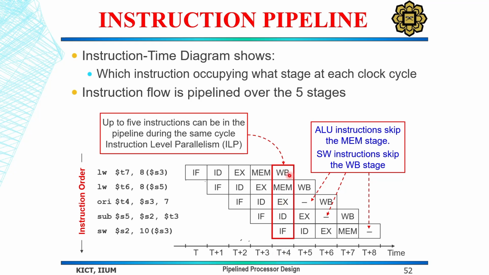Here you can see that the first instruction is in the write back stage. The second instruction is at the memory stage. Okay, these two ALU instructions are in the execution and instruction decode stages, and this last one is in the instruction fetching stage. So up to 5 instructions can be in the pipeline during the same cycle, and this is called instruction level parallelism. And on this axis is again the time, which is t plus 1, t plus 2, meaning clock cycle 1, clock cycle 2, and so on.